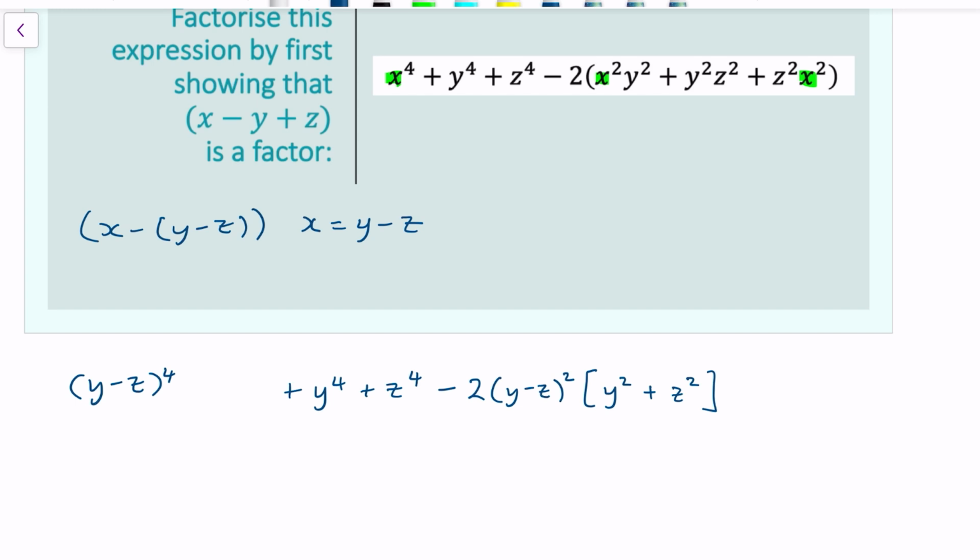Okay, so an explanation as to what I've just done there, if you didn't quite spot it. I've grouped that term there and that term together with a common factor of minus 2x squared, and then I've replaced that x squared part with y minus z. And then we've got a last term that we haven't touched yet, which is minus 2y squared z squared.